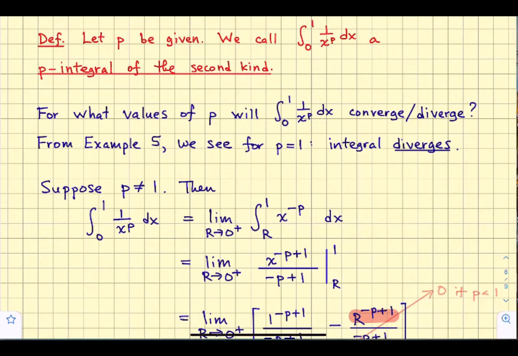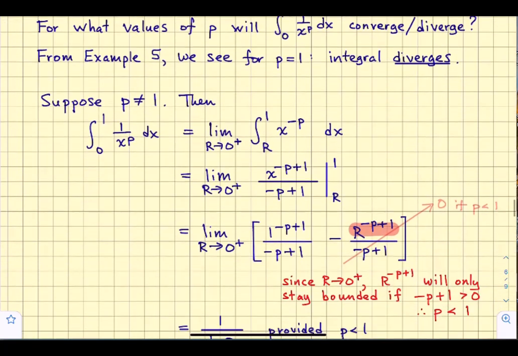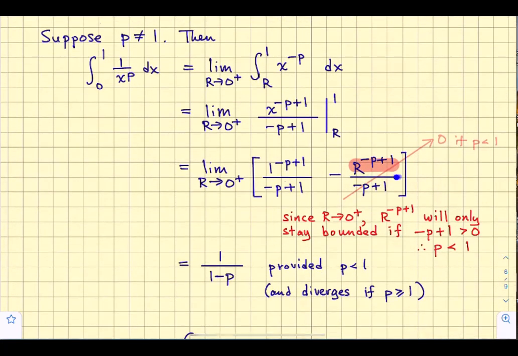So for what values of p will the integral from 0 to 1 of 1 over x to the p dx converge or diverge? Well, we already saw by direct calculation in example 5 that when p is equal to 1, the integral diverges. So let's calculate this p integral of the second kind in general when p is not equal to 1. We will rewrite this as the limit as r goes to 0 from the right of the integral from r to 1 of x to the minus p dx. We'll anti-differentiate this using the power rule. We will evaluate between limits, and when we do, we get this expression in r.